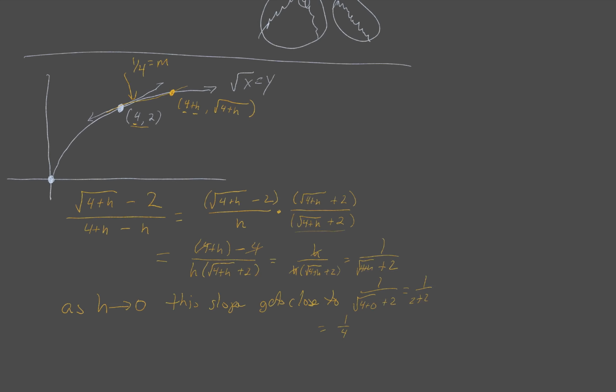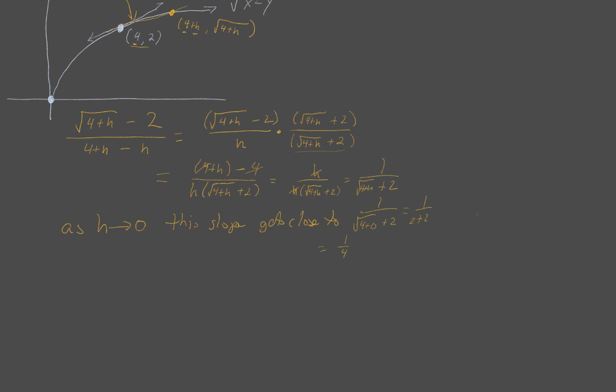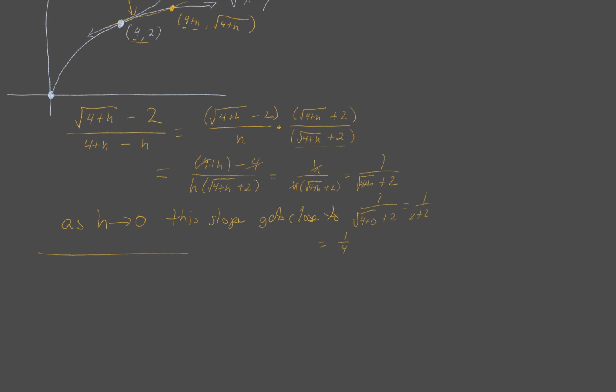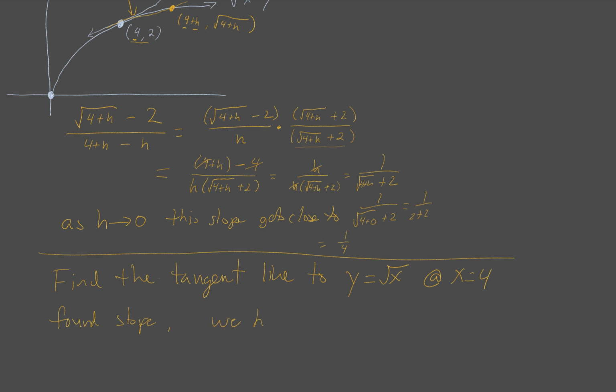Okay. Let's find this actual tangent line now. We found the slope; this was the slope of the tangent line. Let's find the actual tangent line. So we've got y equals the square root of x at x equals 4. We found the slope. We have the point (4, 2). So I have a point and a slope.